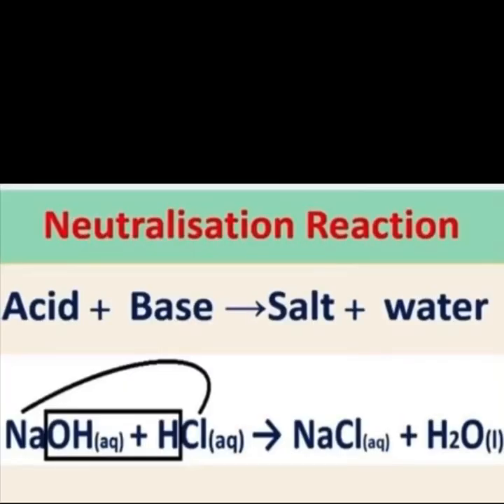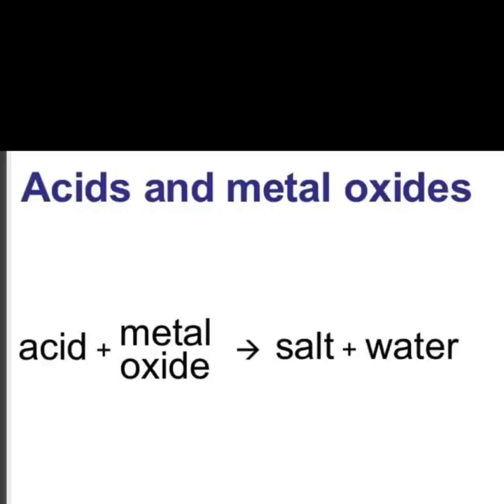This is the neutralization reaction. When acids and bases react with each other, what are the products formed? Salt and water. Okay, children. When acid reacts with metallic oxide, what are the products formed? Salt and water. When bases react with non-metallic oxide, salt and water are produced. These are the chemical reactions, children.